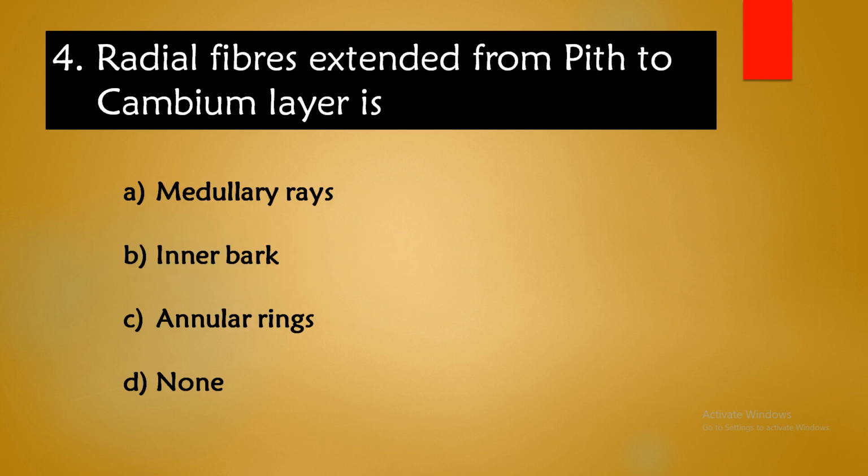Radial fibers extended from pith to cambium layer is called as: medullary ray, inner bark, annular rings, none of these. The answer is medullary ray. Medullary rays are the fibers which extend from pith to the cambium layer.